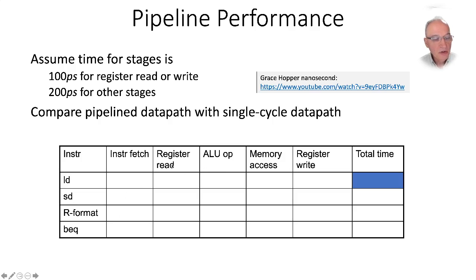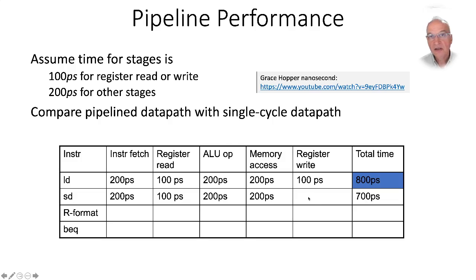And what I wanted to look at here is the total amount of time that I take to execute each one of those instructions. Remember that different instructions execute different stages. So every instruction does fetching and decode. Then the load does an arithmetic and logic unit operation, a memory access, and a register write. So if I add all those times, the load will take 800 picoseconds.